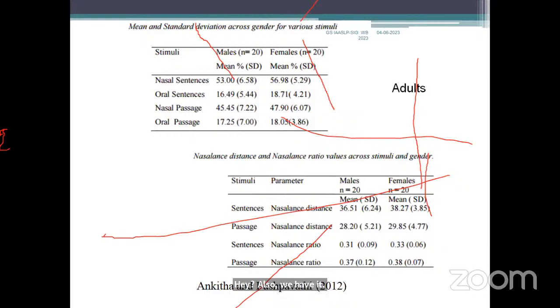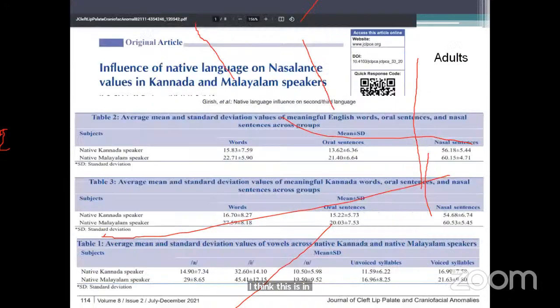Again, these are some tasks for nasal sentences where, as I told you, we have to take values for nasal distance and nasal ratio also. So these are some data for nasal sentences. I think this is in Telugu. And this is a recent publication by Girish et al., 2021, for the Kannada and Malayalam languages.